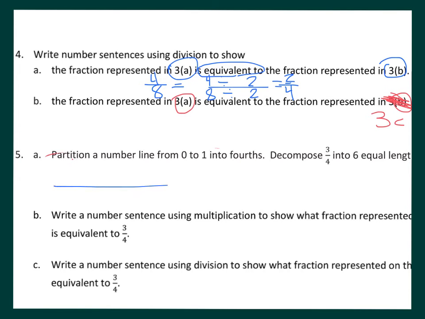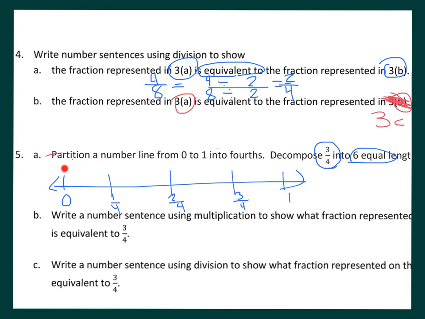So here's my number line, 0 to 1. We cut it into fourths. So a fourth, 2 fourths, 3 fourths. Now they want you to decompose 3 fourths into 6 equal lengths. So right now, to get to 3 fourths, does it take 6 lengths? 1, 2, 3. It only takes 3. Now to double it to 6, you need to double the markings and put a marking in between every number.